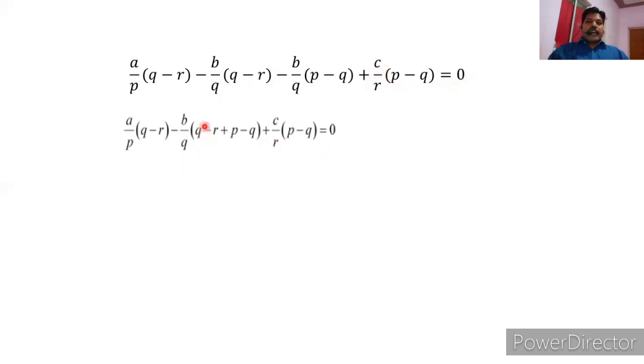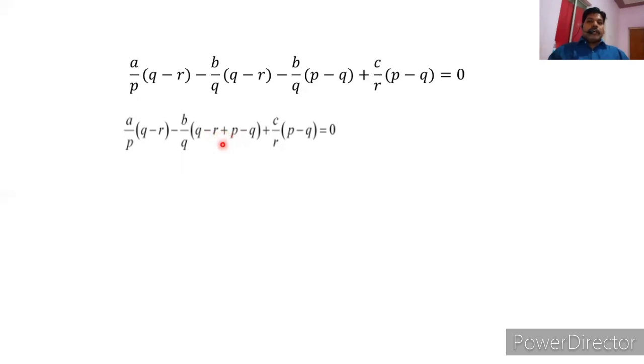What terms will be cancelled here? Q will be cancelled. So the remaining value is minus R plus P. I will take the minus common. Minus R plus P will become R minus P.